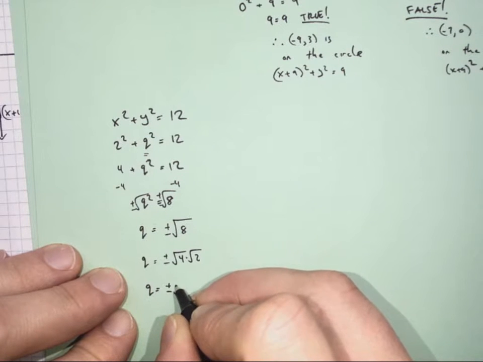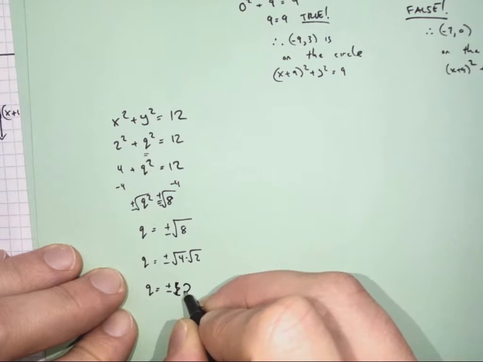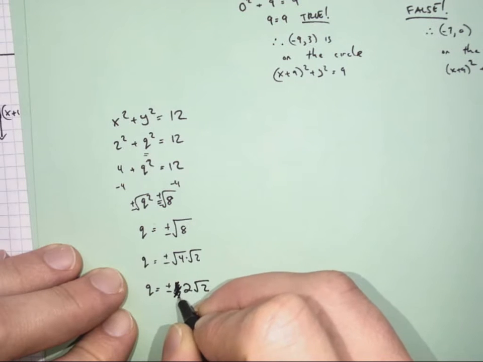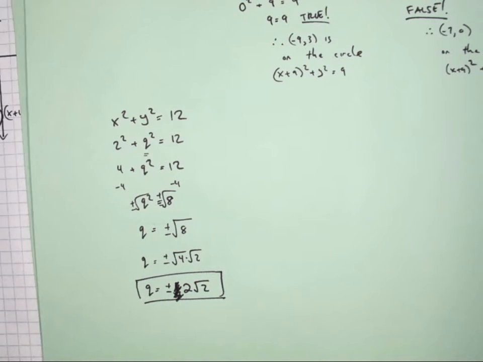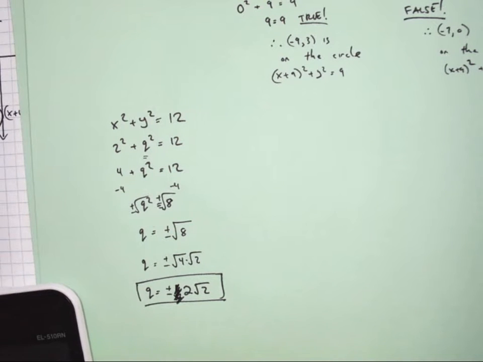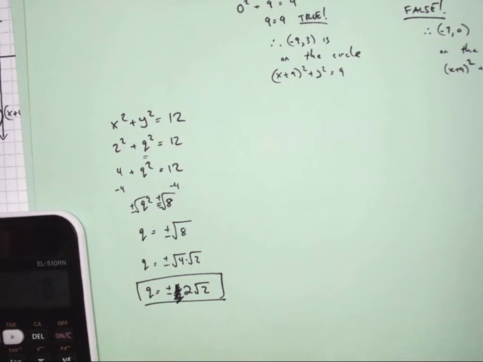The same thing as plus or minus 2 root 2. Okay. So q could have two values. It could have a positive 2 root 2 or a negative 2 root 2. All right. Now, let's just make sure that makes sense. I can punch it in for y, but I'm not going to right now.